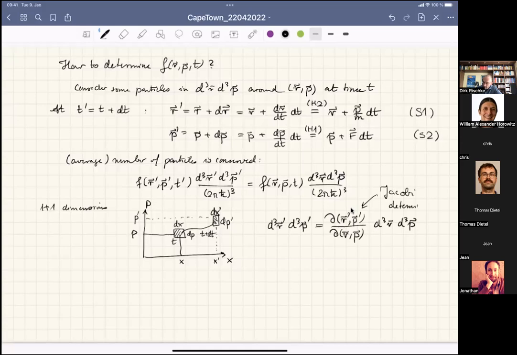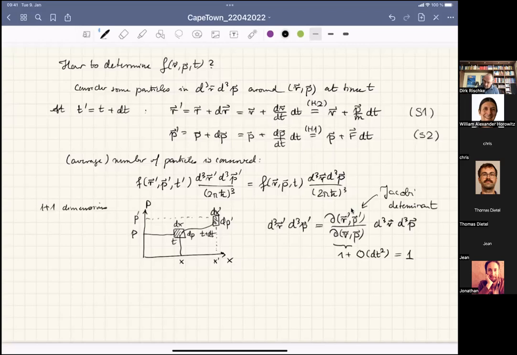And if you go to the definition of this object, again, I postpone this to the discussion. You use Hamilton's equations of motion. You show that this guy here actually is 1 plus terms of order dt squared. So to first order in the infinitesimal time, it's 1. Okay, so the volume does not change. The shape may change, but the volume does not change.